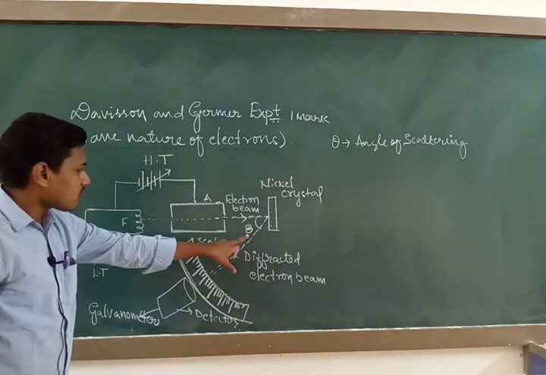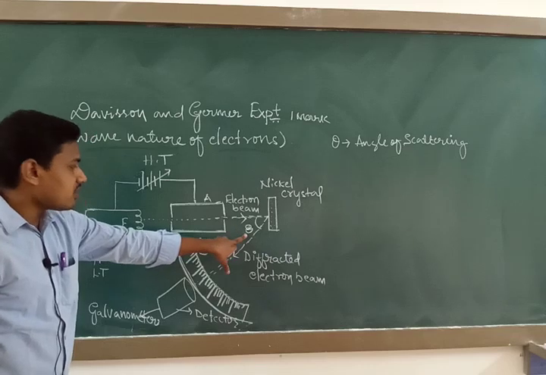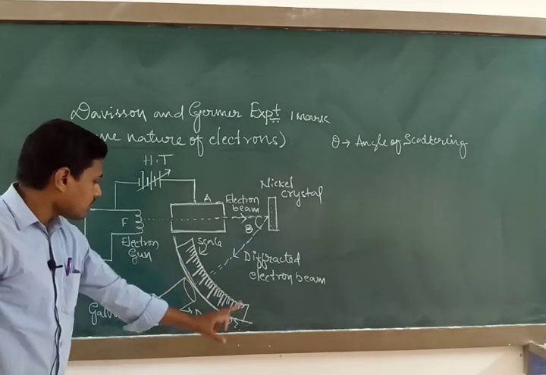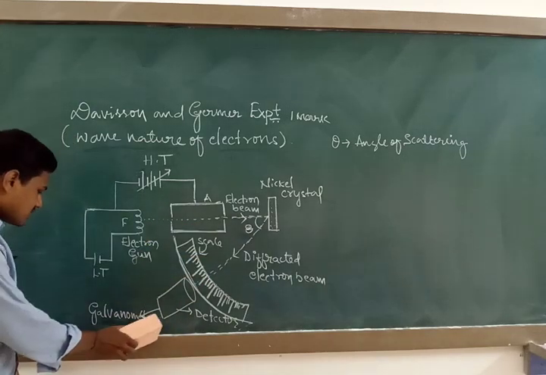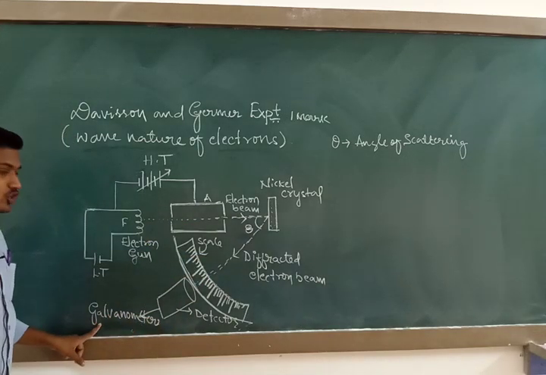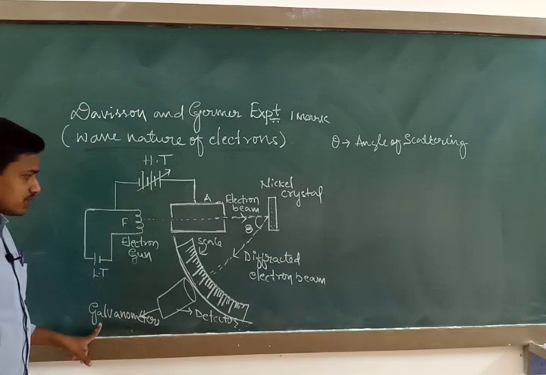So we can also calculate this for different angles. We can measure the intensity of the scattered electrons, and this intensity can be noted from the deflection of the galvanometer. Okay, is it clear?